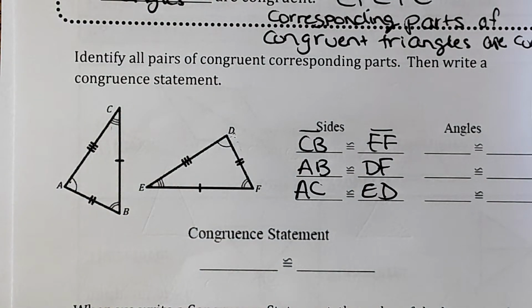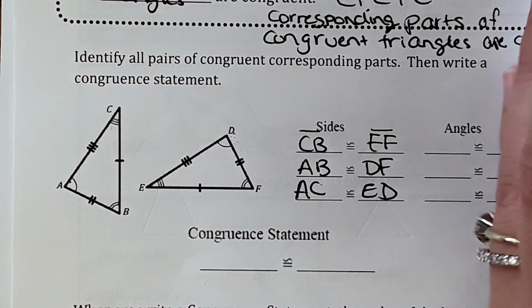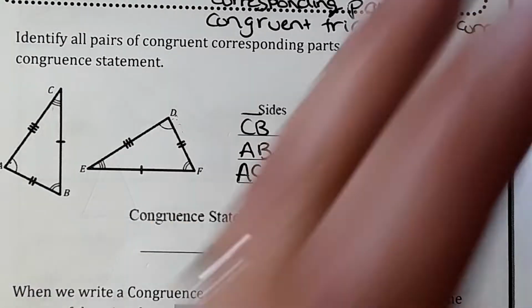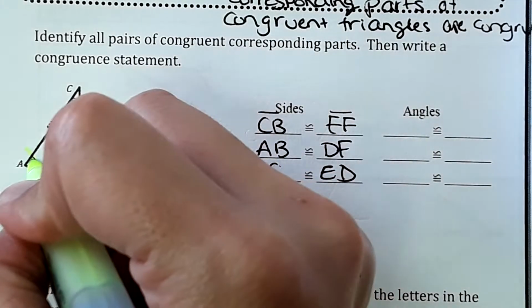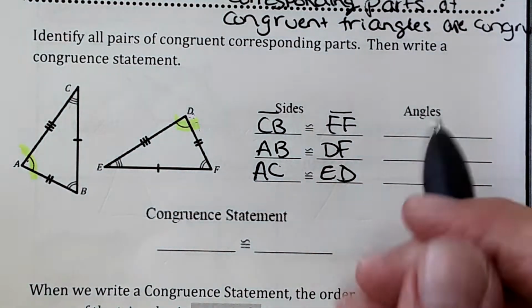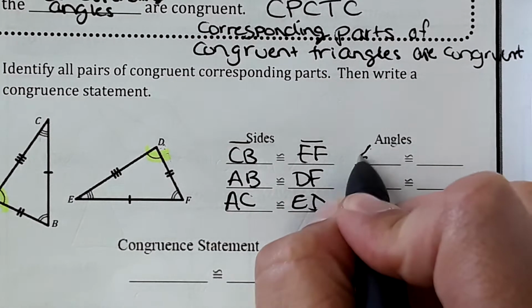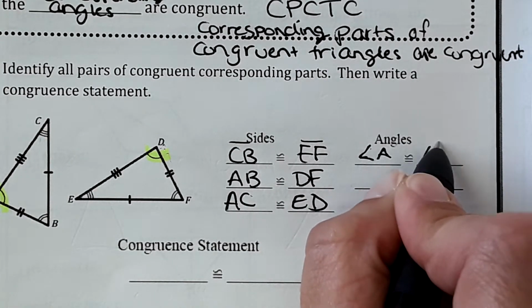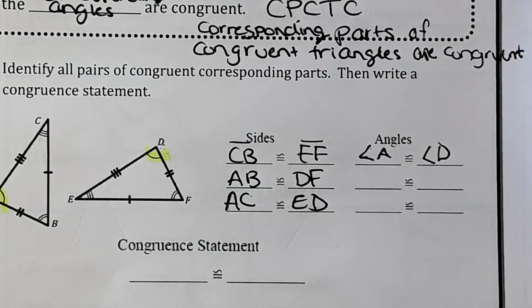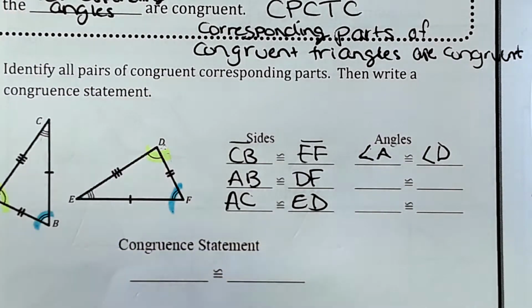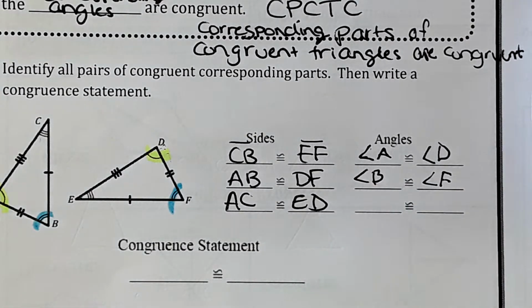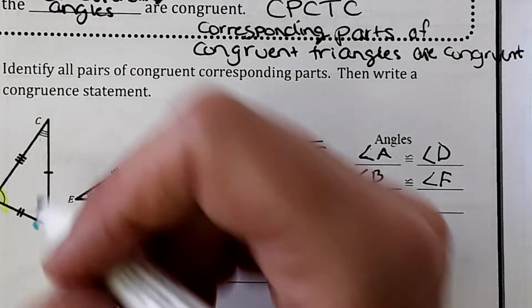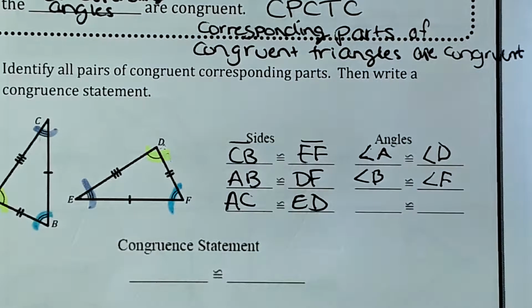You could even color coordinate if you needed to. Okay, and then angles correspond as well. So in these two pictures, I'm looking for matching angles. So maybe angle A and D correspond, angle A and angle D. And then I also have B and F are the same measure. So angle B corresponds with angle F, and they are the same measure. And then C and E are the same measure.